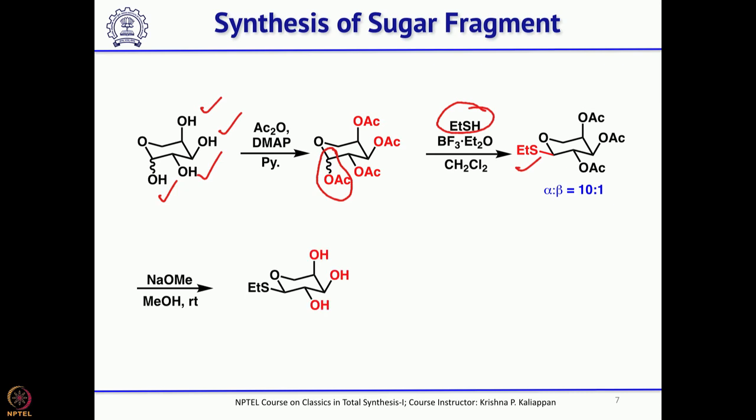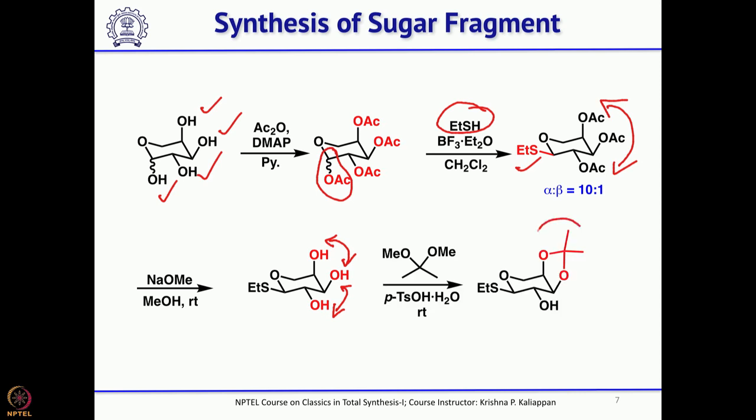Okay. So, once you have that, the three secondary acetates can be easily hydrolyzed by treatment with sodium ethoxide in methanol. Now, if you look at this triol, these two hydroxyl groups are cis to each other and these two are trans to each other. So, one can easily protect the cis-diol to get the corresponding acetonide under standard conditions.